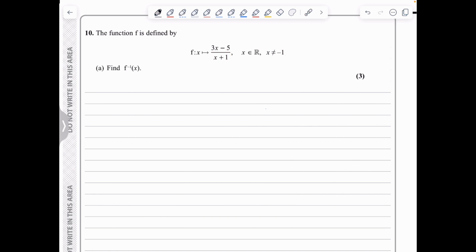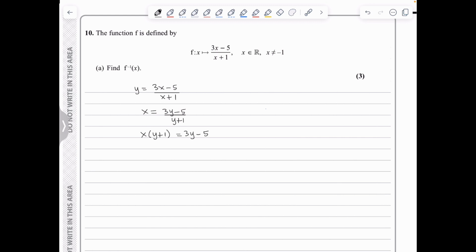Now, to find the inverse, I will start by writing y to be (3x minus 5) over (x plus 1). I will interchange x and y, so x is (3y minus 5) over (y plus 1). And I will cross multiply: x brackets y plus 1 is 3y minus 5.